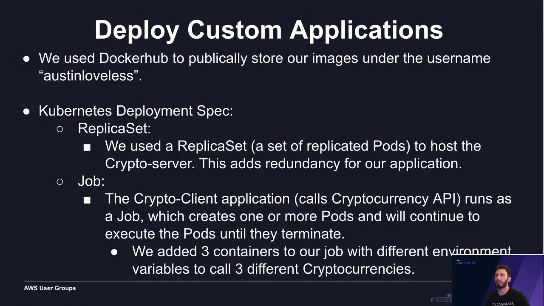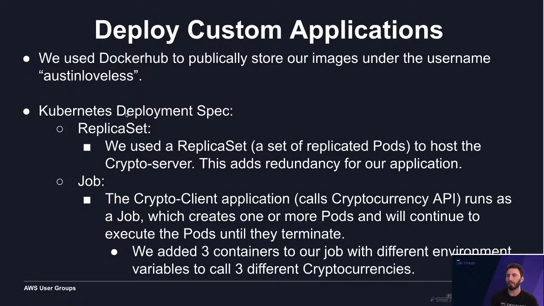So moving on to our deployment spec for a replica set and a job, and why we use these. A replica set is just a set of pods replicated X number of times. So inside of the application, I specified that we wanted to have 3 replicas of our server, and I'll show all of this whenever we get into the actual code base.